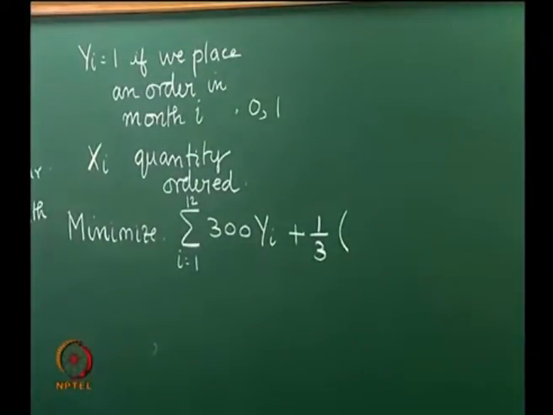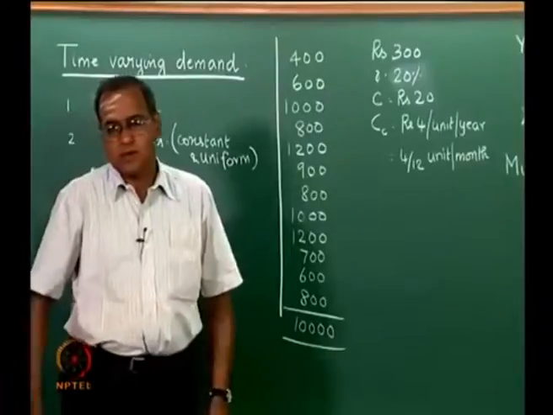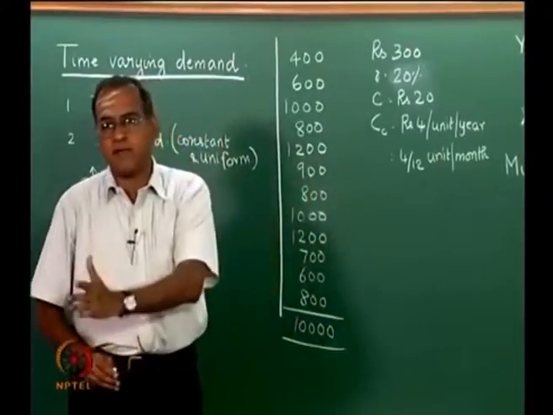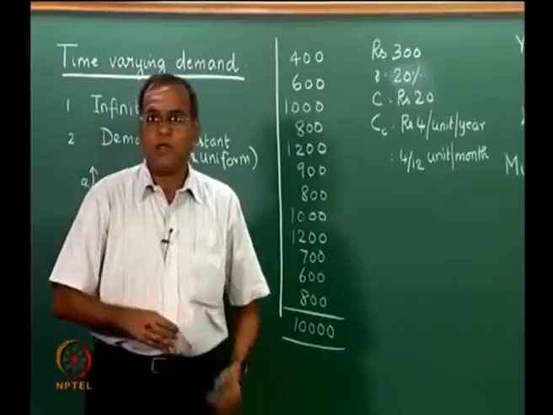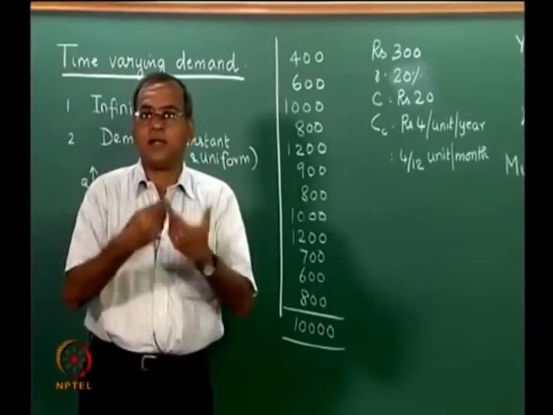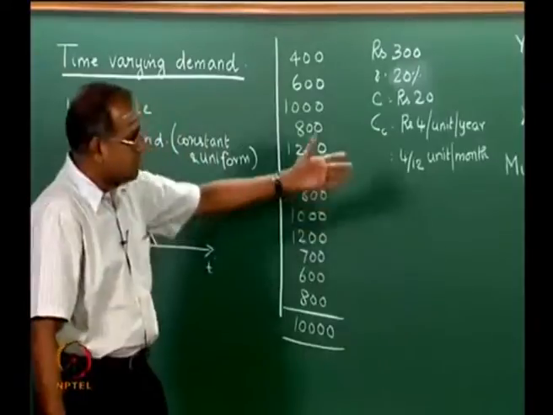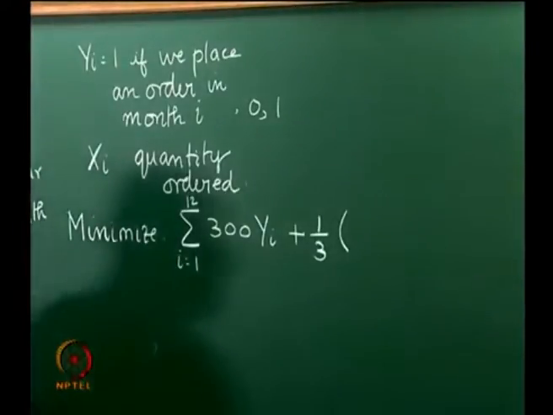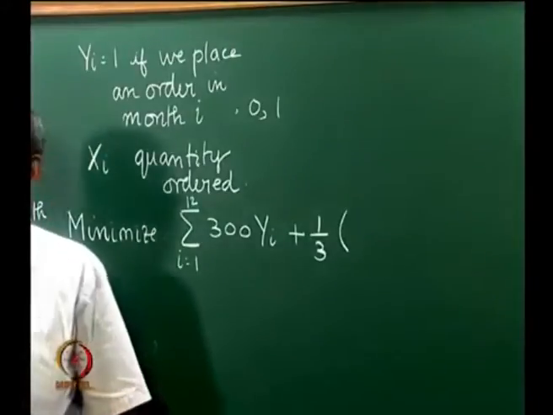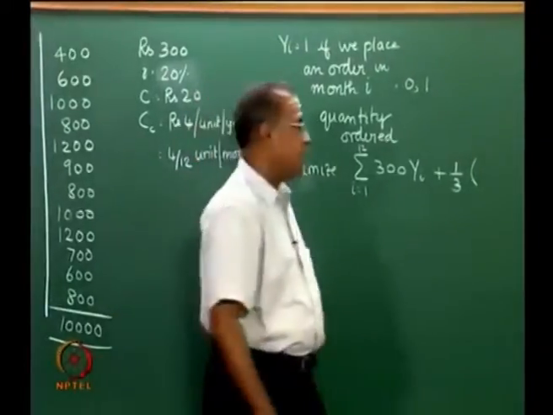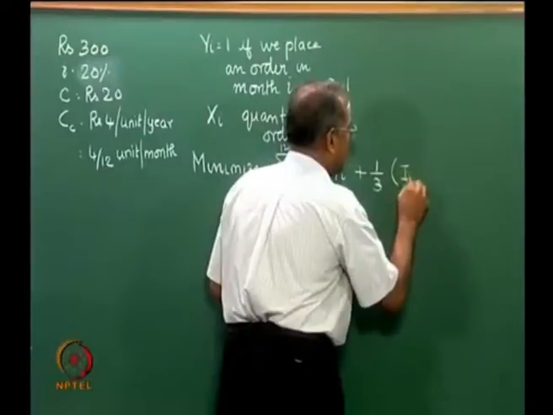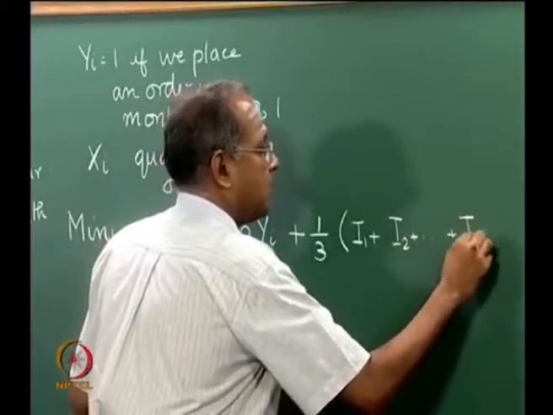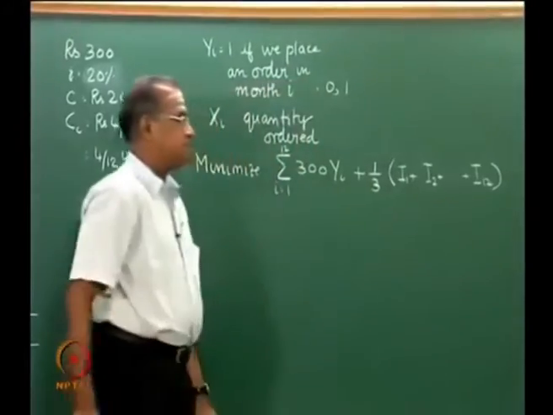Normally inventory can be charged in two ways. One is you charge it on average inventory, which means beginning inventory plus ending inventory divided by 2, or you could charge it only on ending inventory. So let us assume we are going to charge it only on ending inventory. So let us call I1, I2, I3 etc. as the ending inventories. So this is 1 by 3 into I1 plus I2 plus ... I12.